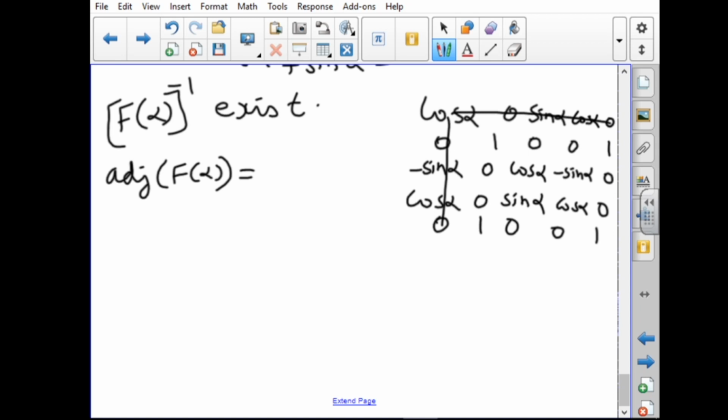So we write the cofactor matrix. So 1 into cos alpha minus 0. Then this is 0 and this is also 0.